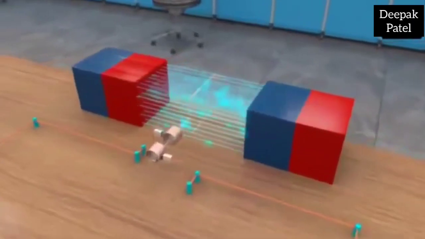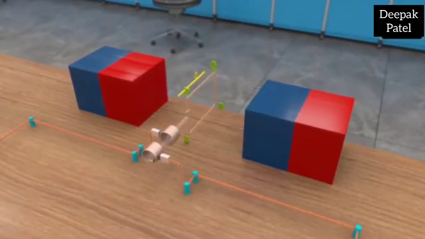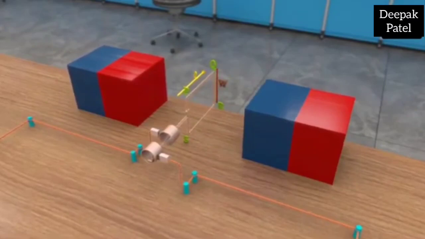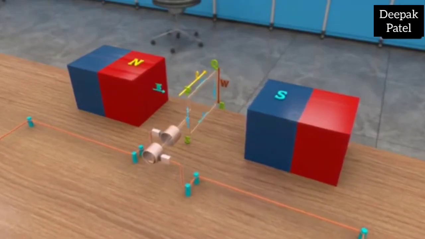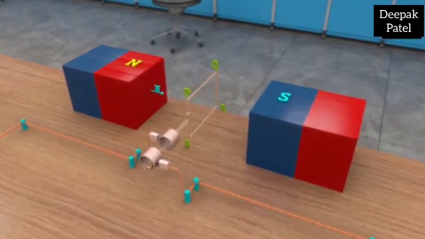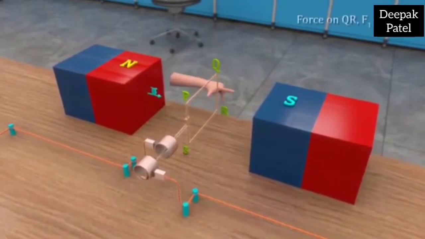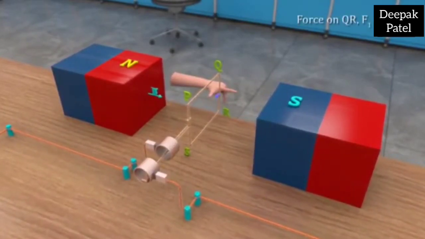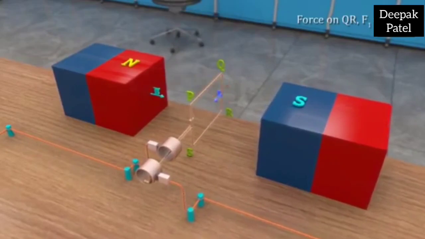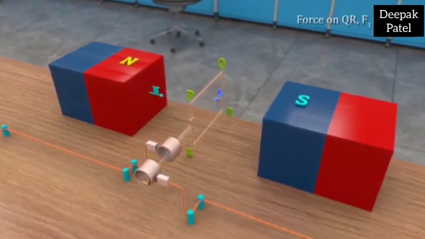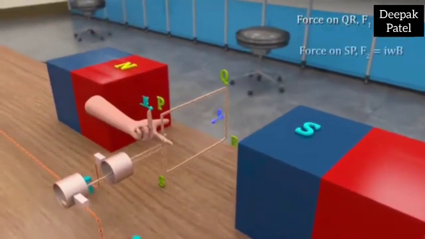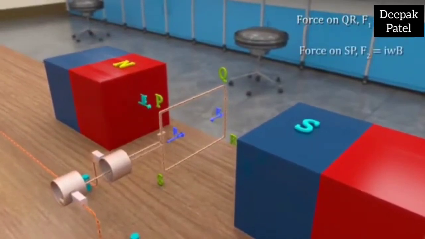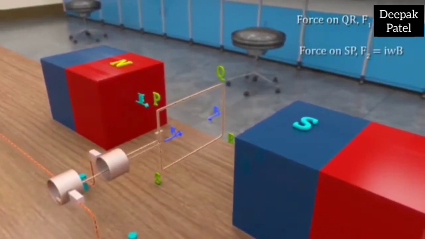Consider a rectangular loop PQRS of length L and width W, suspended perpendicular to a uniform magnetic field B bar. Current I flows in the coil in the direction PQRS. On applying Fleming's left-hand rule on side QR, the magnetic force F1, equal to IWB, turns out to be perpendicular to QR and to the magnetic field. Magnetic force F2 on SP, which is also equal to IWB, turns out to be opposite to F1.